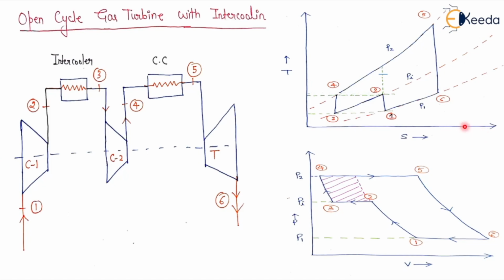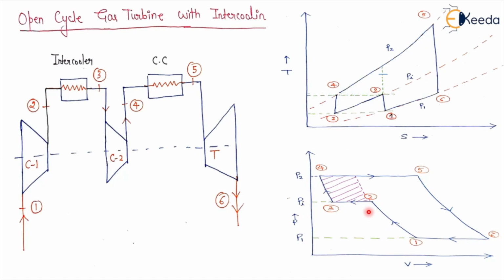Since this is an open cycle, from this point the air will go into the atmosphere. Please don't look at these lines. Only the processes 1 to 2, 2 to 3, 3 to 4, 4 to 5 and 5 to 6 will happen, and at point number 6, air will exit into the atmosphere. This one is the TS diagram for the open cycle gas turbine with intercooling. See here, it is perfect intercooling. And this one is the PV diagram for the perfect intercooling system in an open cycle gas turbine power plant.